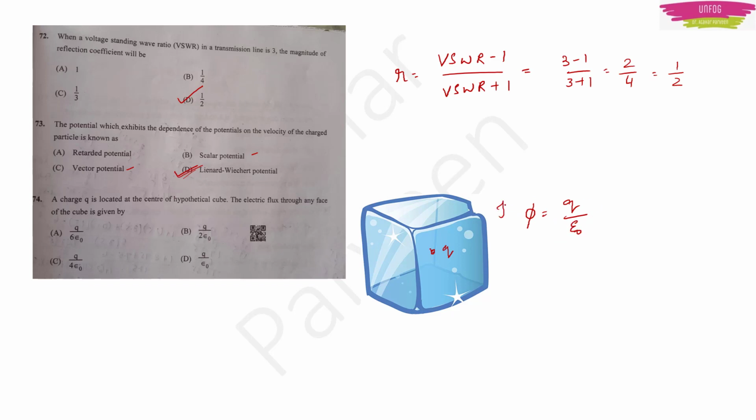This is the total flux. So the question is the electric flux through any face, meaning any one face. What will that be? It will be 1 by 6, isn't it? 1 by 6, because there are 6 faces. Q by epsilon naught. So Q by 6 epsilon naught is the right option.